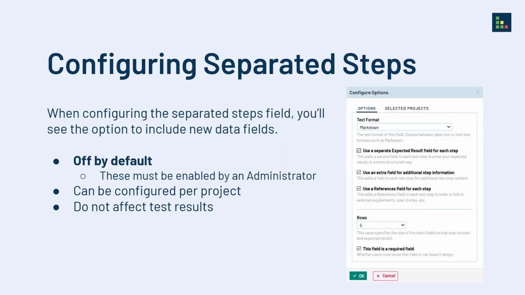So first, for the separated steps field, by default, these additional fields are not enabled. So a TestRail administrator would need to go in and enable these fields for the projects in which you want to use them. But we've just added these under the configuration options for the separated steps field, where you can add the additional information field and the references field if you want. These do not affect test results. So when entering test results for your tests, there will still be a single result field if you have it configured.